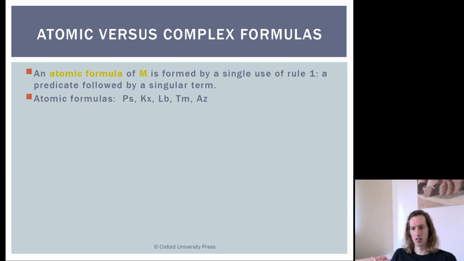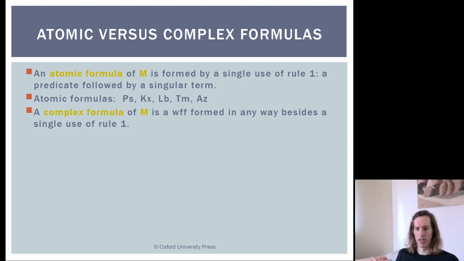So Ps is something s has the property P. Kx, since we're using a variable with x, it's just going to be "is K." Lb is there is something b that has the property L. Mt is there is something m that has the property t. And Za again is going to be a variable, so it just is A.